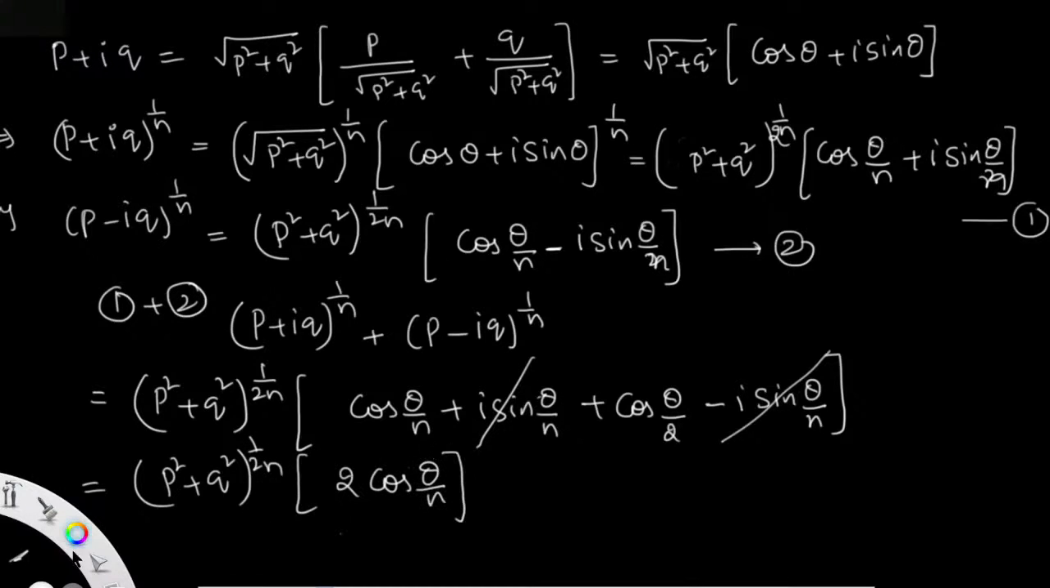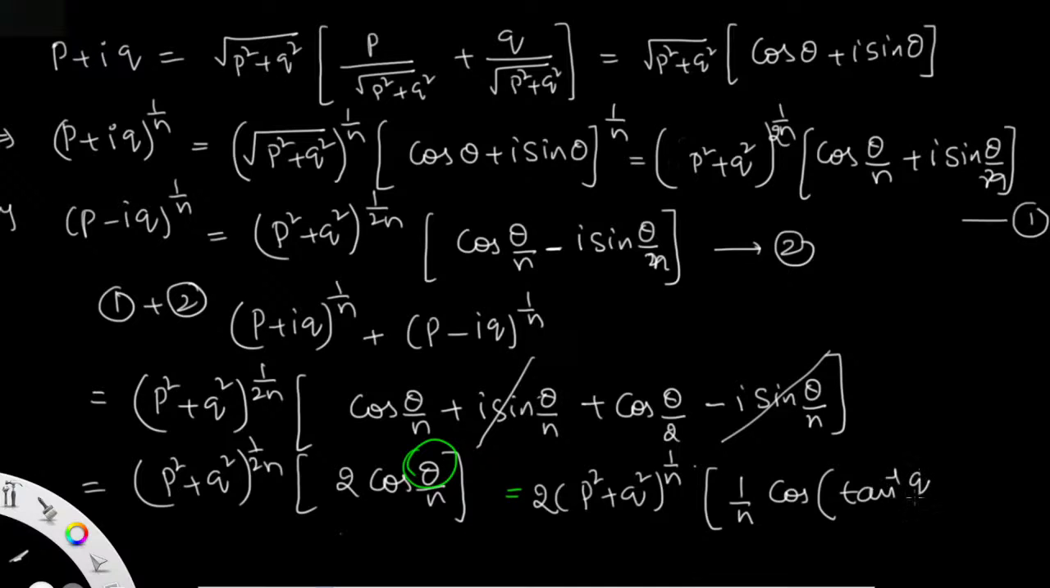Now just replace theta, we convert it. In the question it is already proved, theta is converted in terms of tan. So 2 comes outside, then 1 by n outside, then cos of theta means tan inverse of q by p. Or else tan inverse, both are same. That's all. This question carries 7 marks.